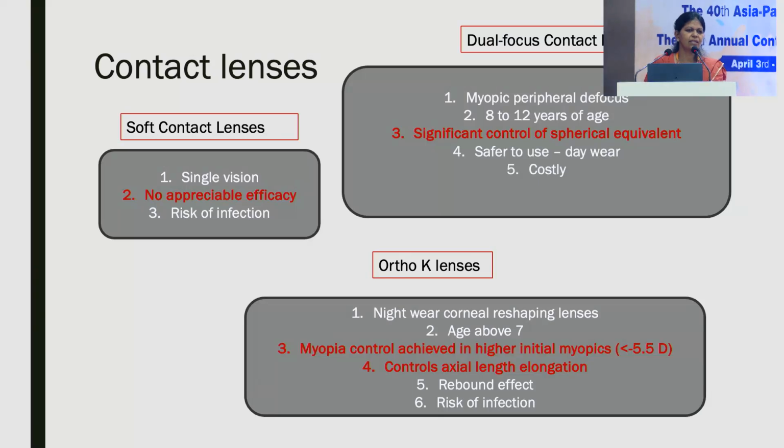Ortho-K lenses are really effective in a very select group. These are night wear contact lenses, so you don't have to wear them in the daytime. Myopia control is achieved in higher initial myopes, especially more than 5.5 diopters, and it controls axial length prolongation. Rebound effect and risk of infection are again negative factors.